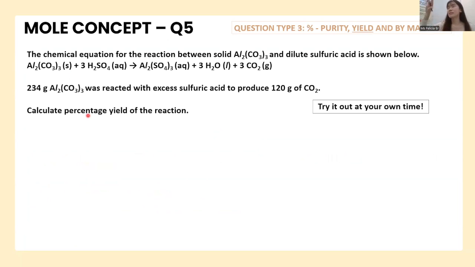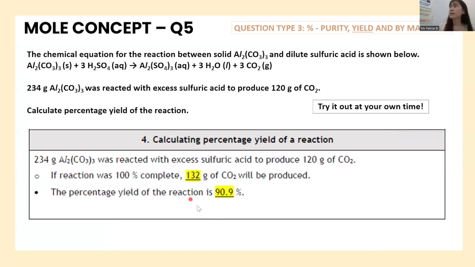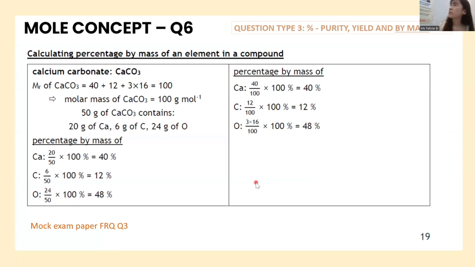For this question, since the style is the same, I'll leave it to you to give it a try. After you're done trying out at home on your own, you can refer to the next slide for the answer. It's like what I went through already, step 1 to 4, and then just take small over big number times 100%. Then fill in the answer into the revision kit. Okay, then I shall move on.